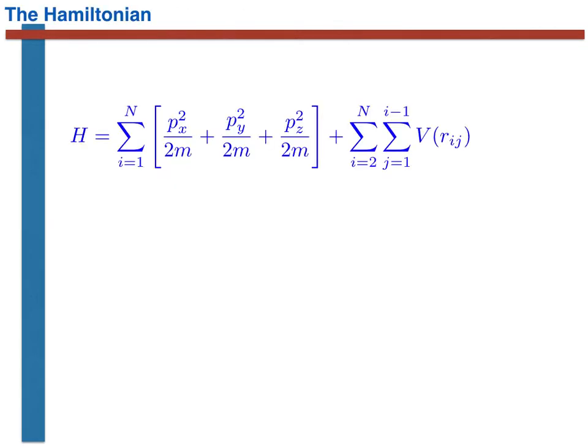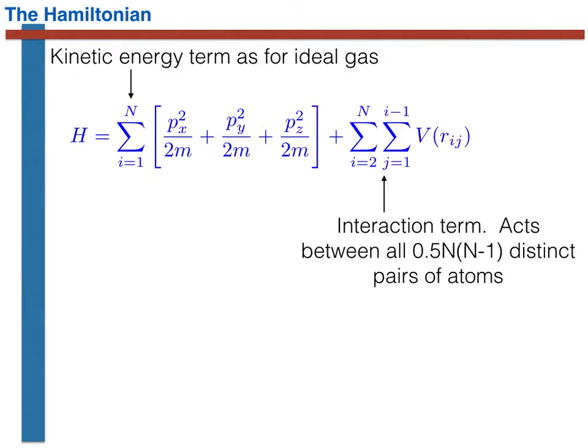Without further ado then, let's now introduce the Hamiltonian that is going to be the subject of this video. It looks something like the following. You will notice that we have the same kinetic energy term that we had for the ideal gas, but that we now have this additional potential energy term. The summation here runs over the 0.5 multiplied by N(N minus 1) distinct pairs of atoms in our system, which is why the limits in the summations take the values that they do.